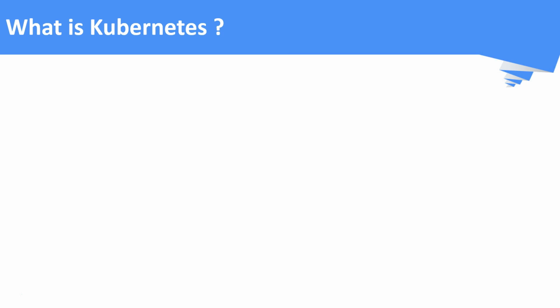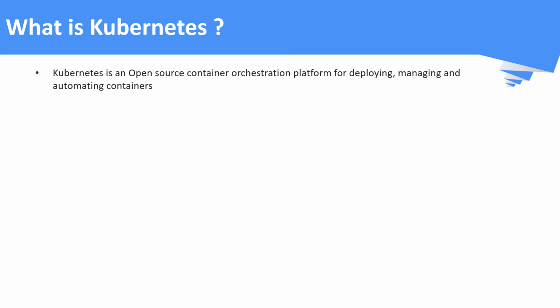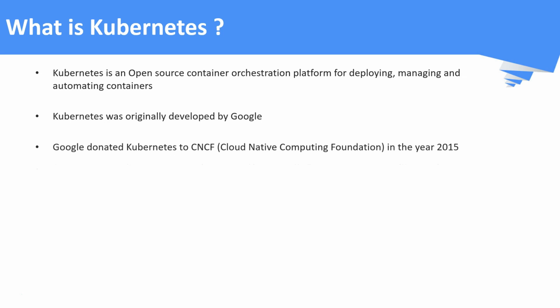What is Kubernetes? Kubernetes is an open source orchestration engine which is used to deploy, manage, and automate containerized workloads. It was originally developed by Google and it was donated to the Cloud Native Computing Foundation in the year 2015.